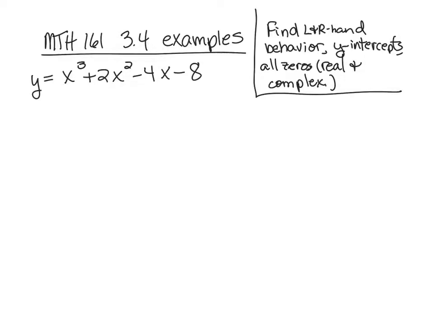Okay, I just wanted to give you some examples of putting everything together leading up to 3.4 before we start 3.5. So in this example, we have a degree of 3, which means that the left and right hand behavior is going to be opposite. Leading coefficient is positive, which means right hand goes up, left hand goes down.